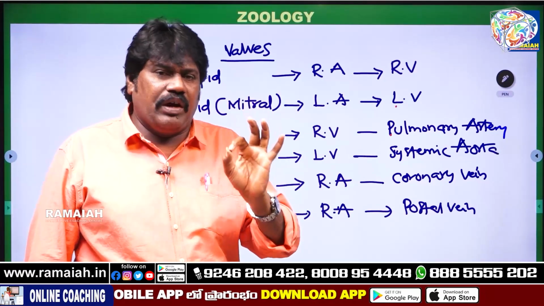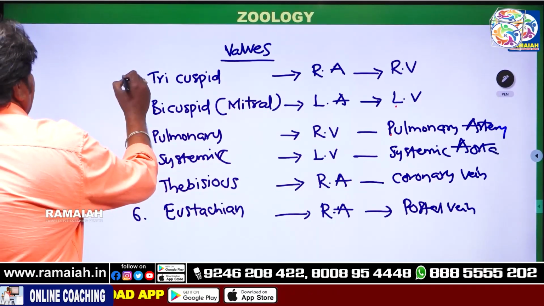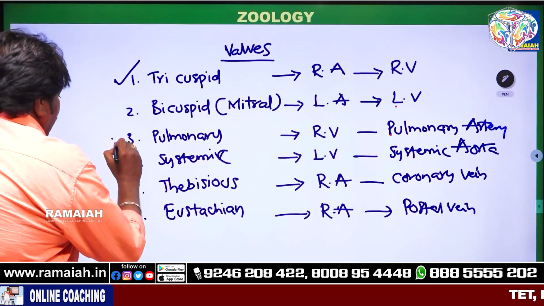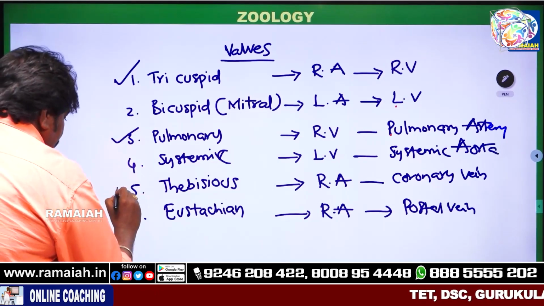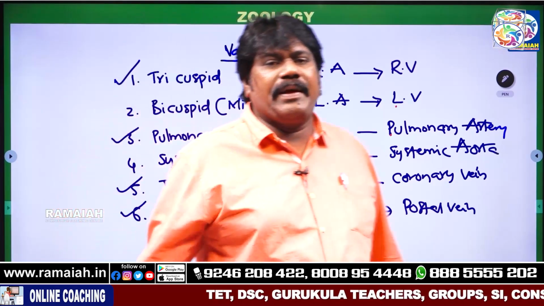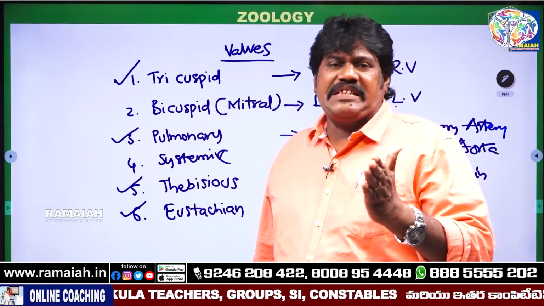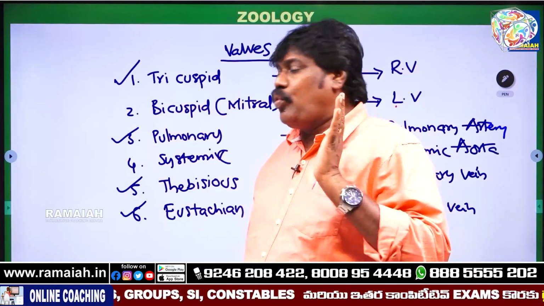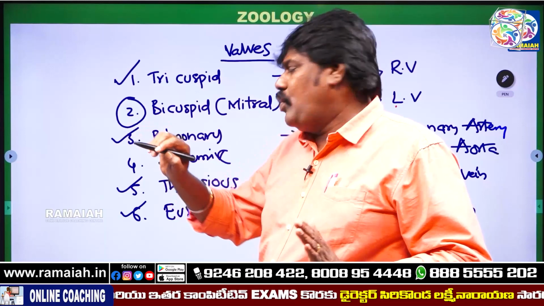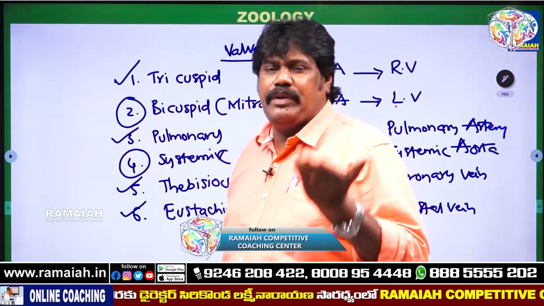What are the right side valves present in the human heart? The first one is the tricuspid valve. The next one, the pulmonary valve. The next one, the Thebesian valve, and then the Eustachian valve. These 4 are present in the right side of the human heart. Only 2 valves are present in the left side. What are they? They are the bicuspid or mitral valve and then the systemic valve. They are present in the left side of the human heart.